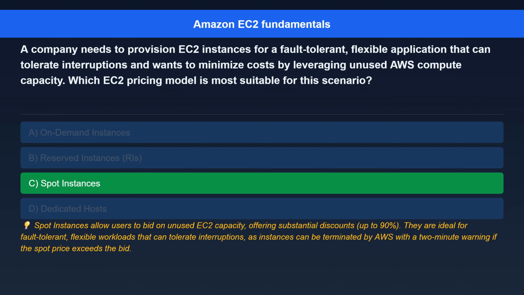The correct answer is spot instances. Here's the explanation. Spot instances allow users to bid on unused EC2 capacity, offering substantial discounts, up to 90%. They are ideal for fault-tolerant, flexible workloads that can tolerate interruptions, as instances can be terminated by AWS with a 2-minute warning if the spot price exceeds the bid.